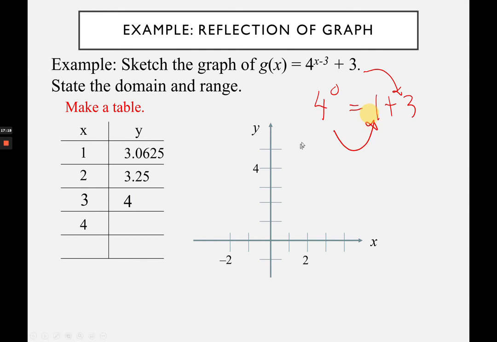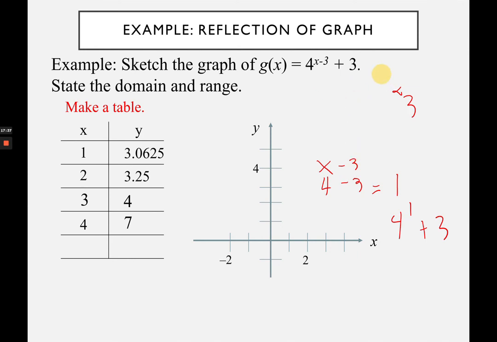Now what if it's 4? Well, x minus 3, if x is 4, 4 minus 3 is going to be 1. 4 raised to 1 is equal to 4, plus 3 is 7. What if x is 5? 5 minus 3 is 2. 4 raised to 2 is 4 squared. 4 squared is 16. 16 plus 3 is 19.